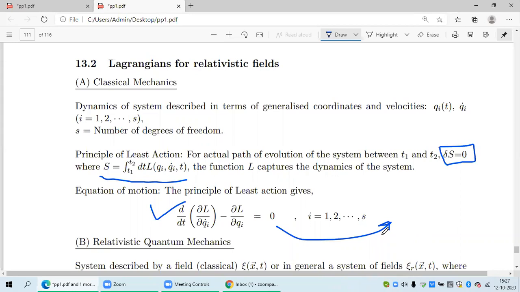Yeah? So the equation of motion describes the dynamics of a system. But in classical mechanics, if you want to know the dynamics of the system, what is the equation of motion? The equation of motion is basically a connection. So you know that the equation of motion in classical mechanics is basically a connection between the acceleration, the velocity, and the coordinate.